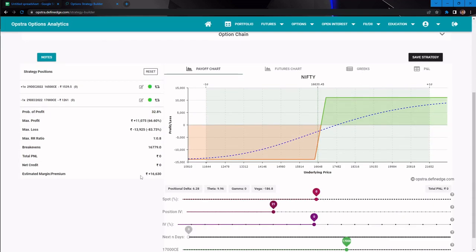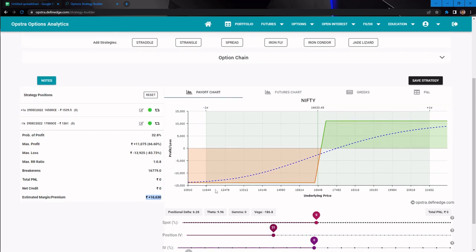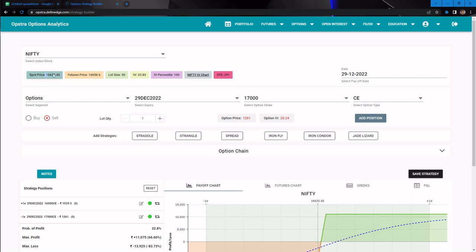Okay, if you sell one lot, the total capital you need is 16,000 rupees. Just 16,000 rupees. Assume 17,000 rupees you need to do this trade. And what is the break even point? If the price is closing above 16,780, then you will be in profit. And right now the spot price is at 16,600.